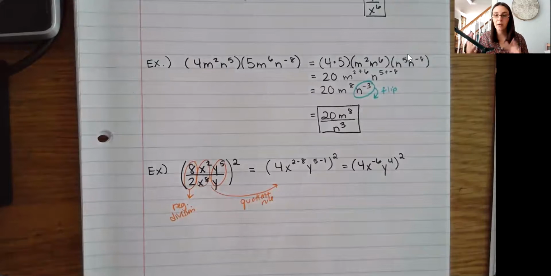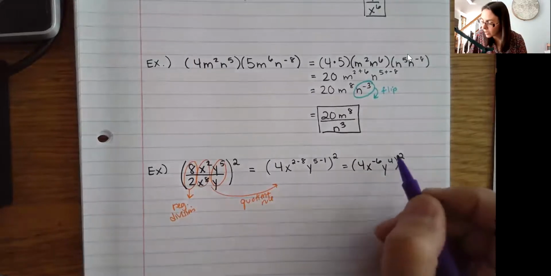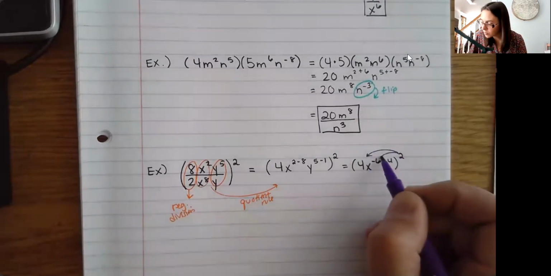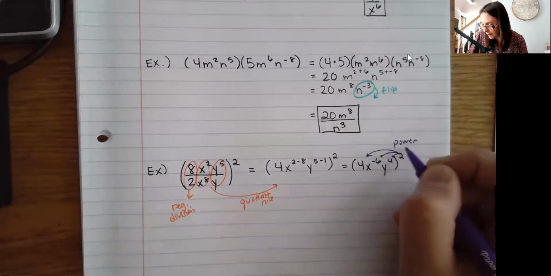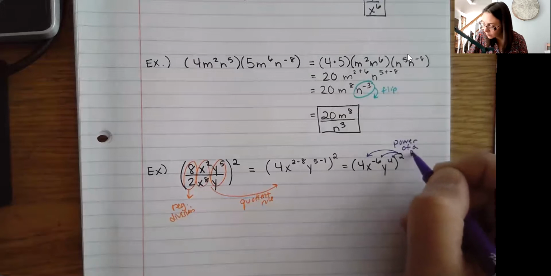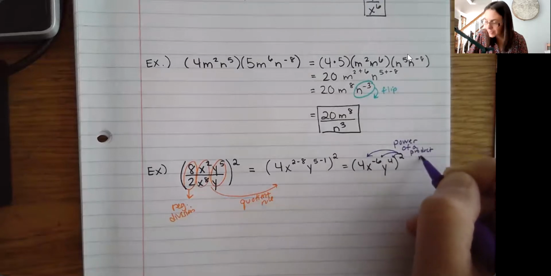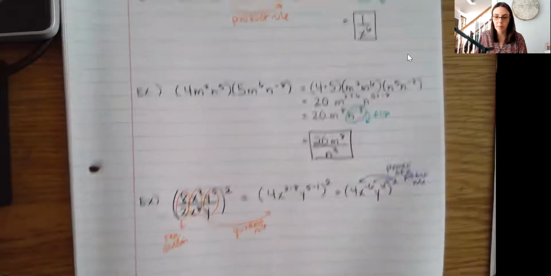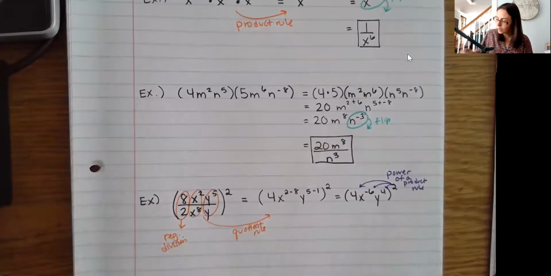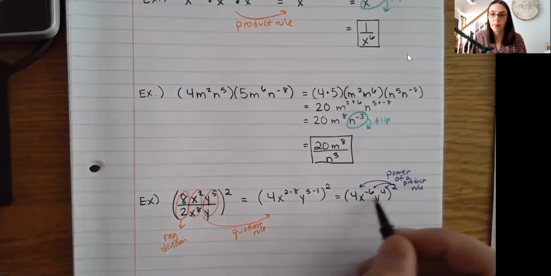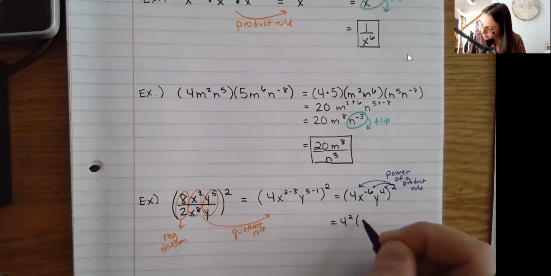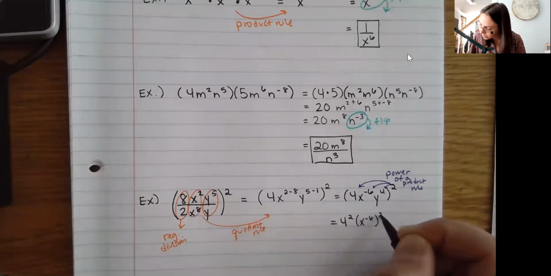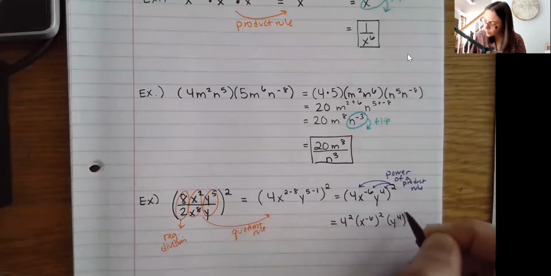And now I'm going to look again and say, okay, what else do I know how to do? And I say, okay, I have all multiplication. I can distribute that exponent in. So this here is that power of a product rule. Really, I mean, just a power rule, right? So you're kind of distributing that power in. But specifically, it's power of a product because we're multiplying. So this becomes 4 squared, x to the negative 6 squared, y to the 4 squared.